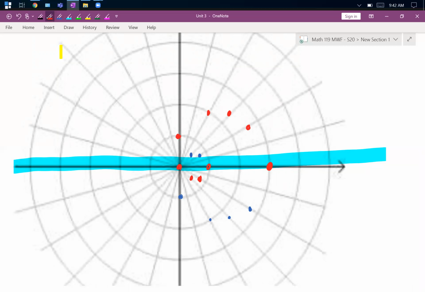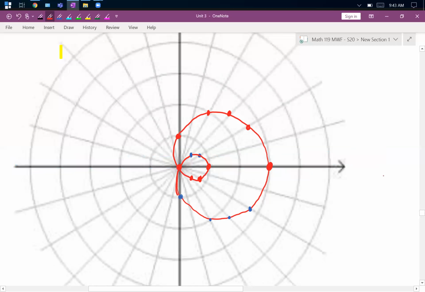I like to go in increasing theta. So we're going to start out here at the 3, 0. And there we go. Questions at all?